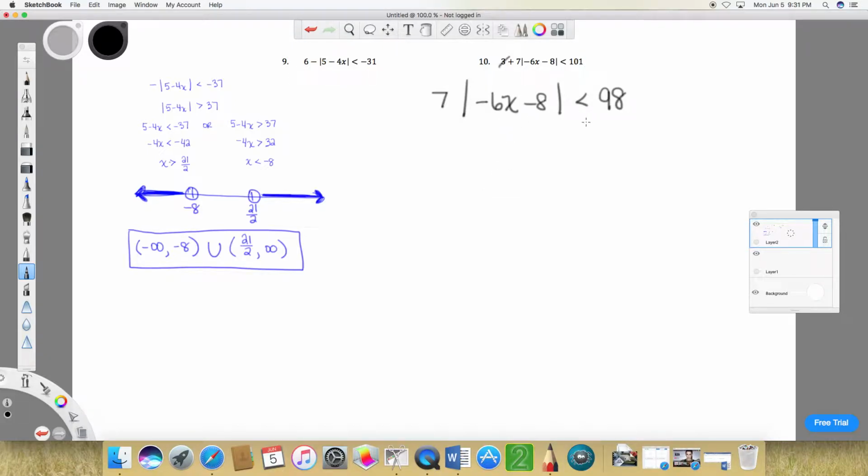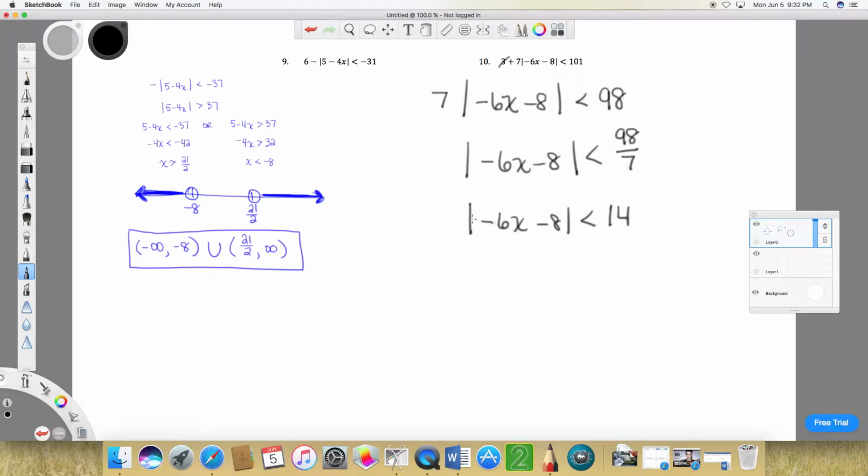If I divide both sides by a positive 7, I have negative 6x minus 8 is less than 98 over 7. I think that's, I don't think that divides it. 98 divided by 7. Oh, it does. 14. See, I'm not very good at mental arithmetic. I did not see that this is the number 14.